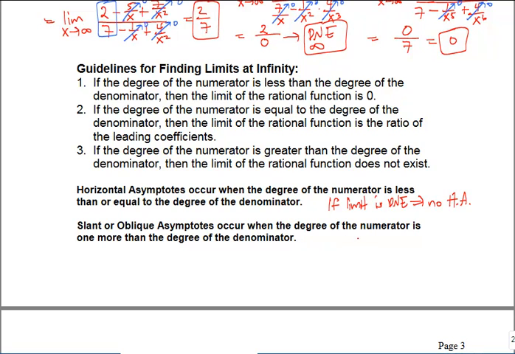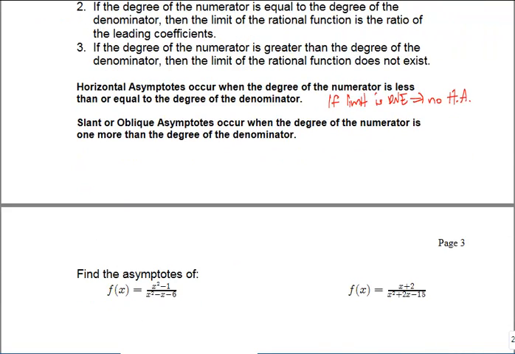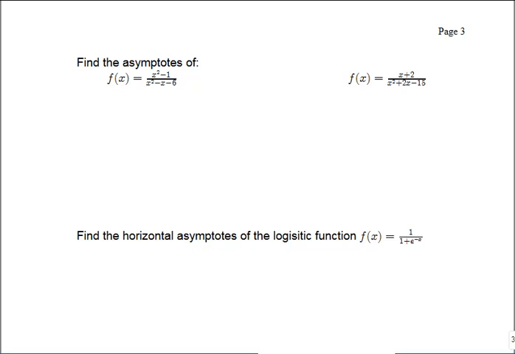If the degree of the numerator is exactly 1 more than the degree of the denominator, that's when we get what we call slant or oblique asymptotes. So instead of being horizontal, they'll be at an angle. So let's practice finding some of these asymptotes.